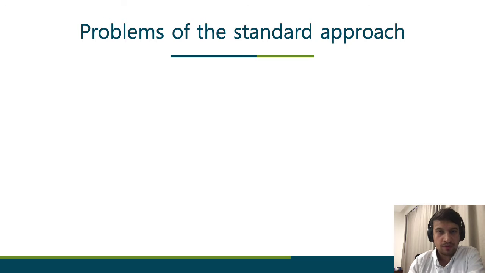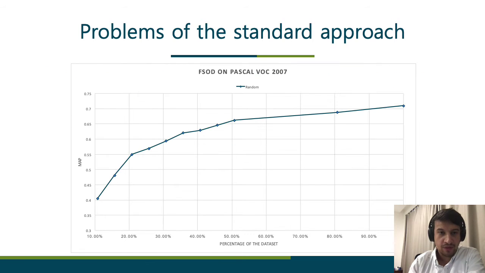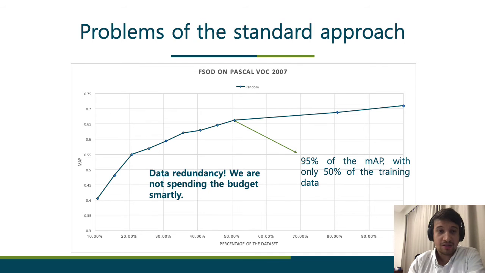Now, what is the problem of this standard approach? If we fix the model and the training scheme, and we train on different percentages of the data, we find that with 50% of the training data, we can achieve 95% of the total mAP, meaning there is data redundancy and we are not spending the budget on data smartly.